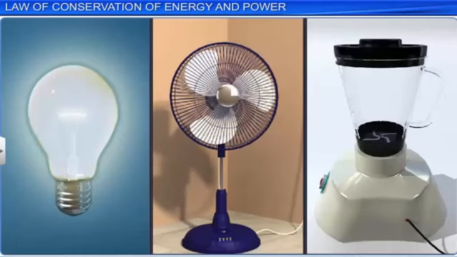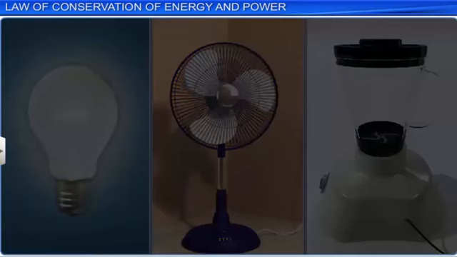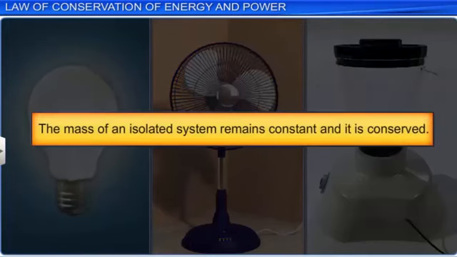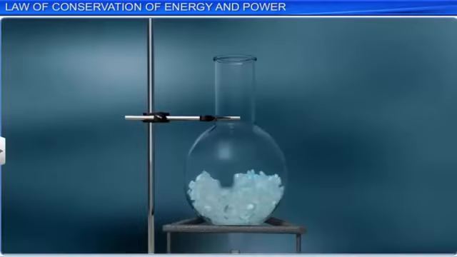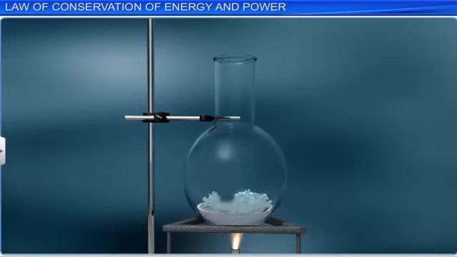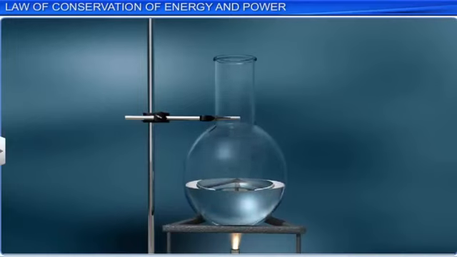Till the late 19th century, physicists were of the view that the mass of an isolated system remains constant and is conserved. They believed that matter can be neither created nor destroyed. It can only change from one form to another. For example, when water is frozen, it turns to ice. The ice melts to water, and when water is heated, it turns to vapor. In all the three forms, the mass of the system remains the same.